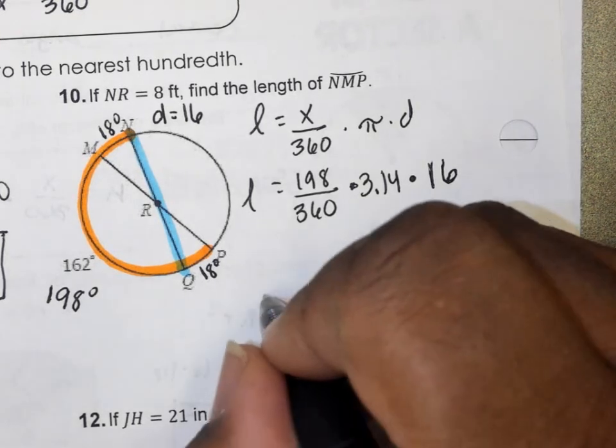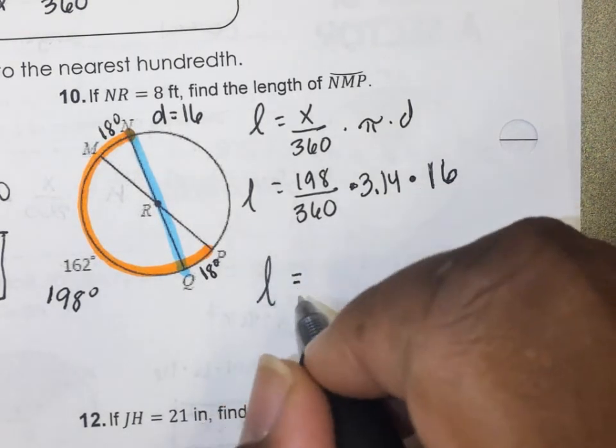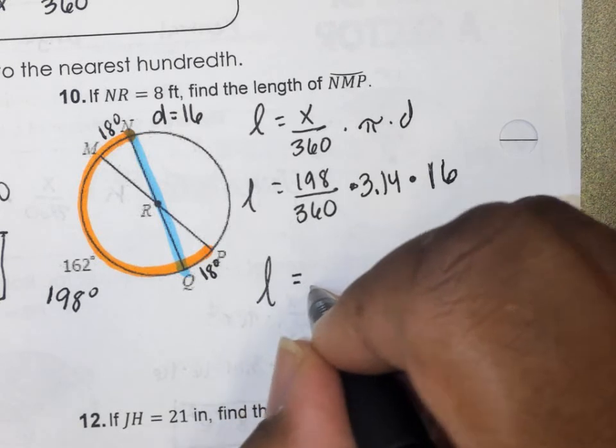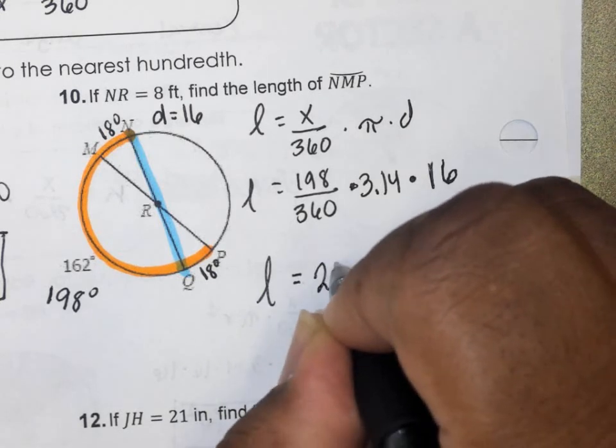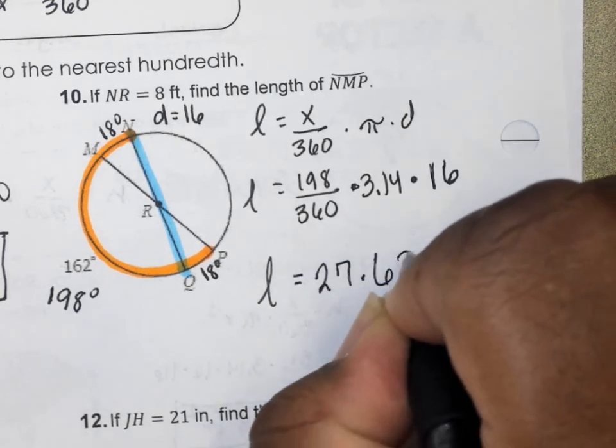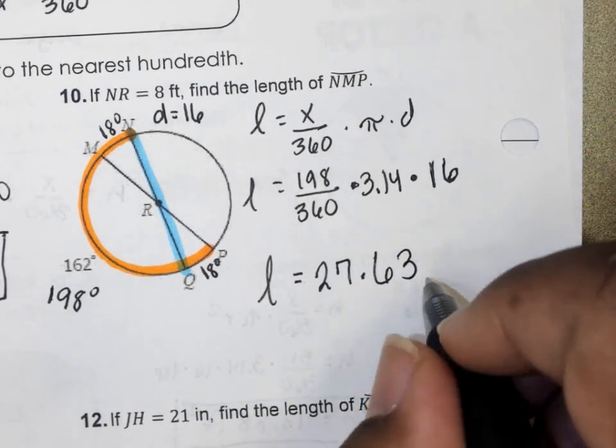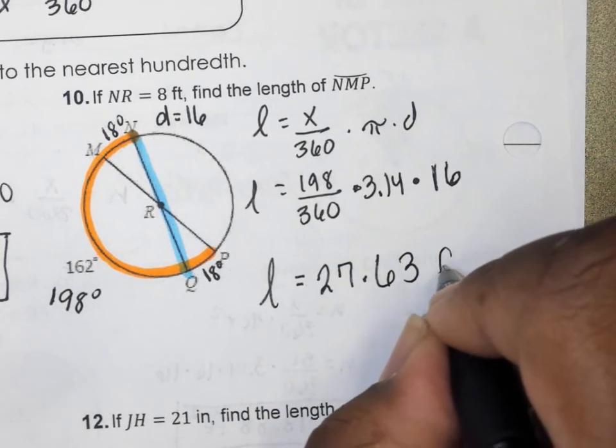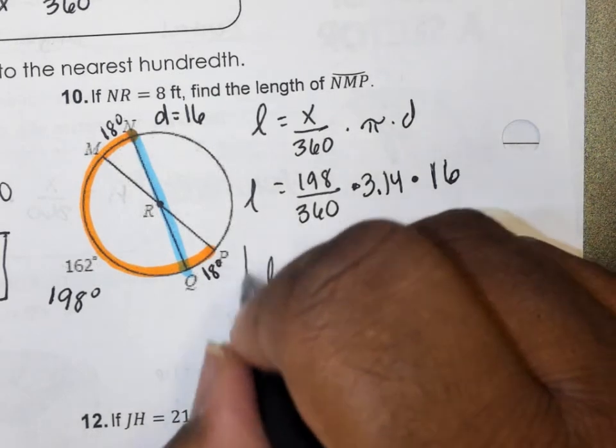What did we get? 63 or 62? Yeah, I got you. 27.63, they say. Make sure you see that in your calculator as well.